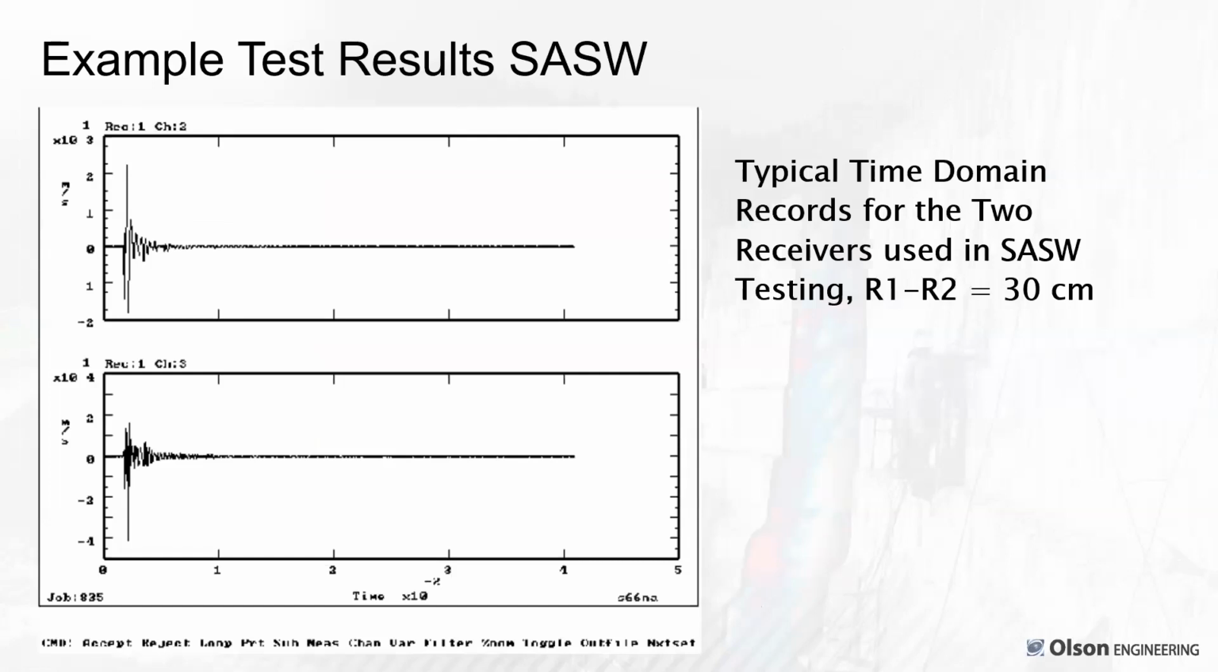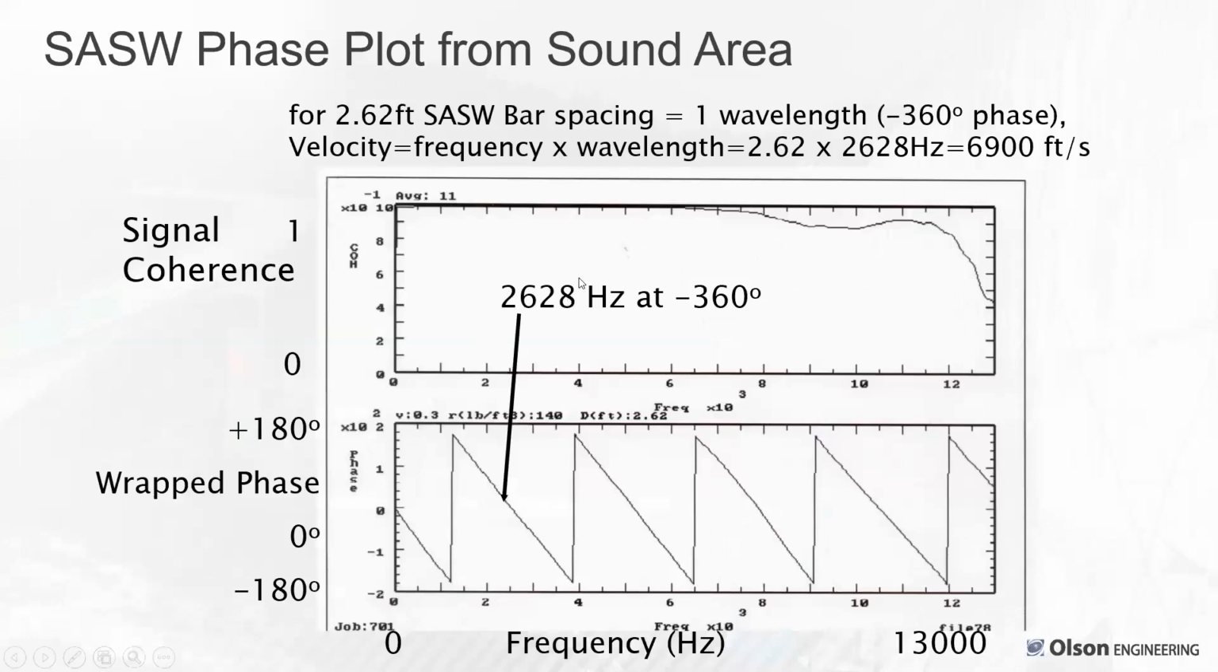So some example data is showing time versus voltage of the two receivers. And the big spike on the left is the surface wave energy. That's the most energy. So you can window in on that and process it with the software to produce what's called a phase plot. So this shows signal coherence from 0 to 12,000 hertz, 13,000 hertz. When that's near 1, it's good quality data. At higher frequency, it's starting to drop off, but the phase still looks pretty good.